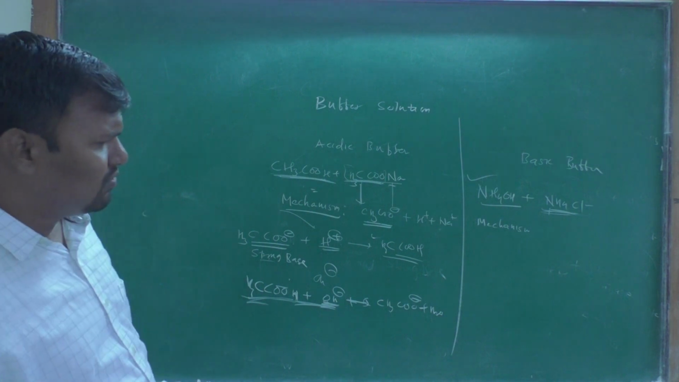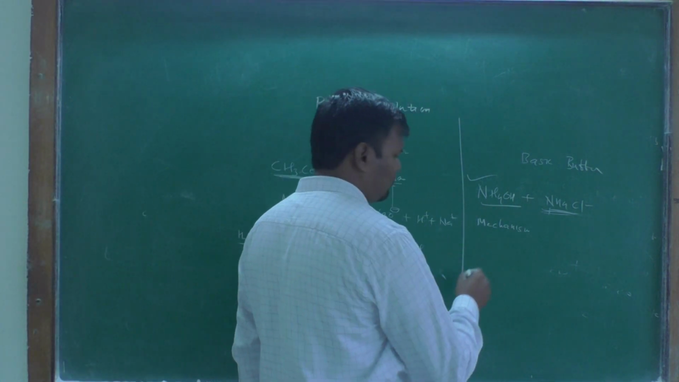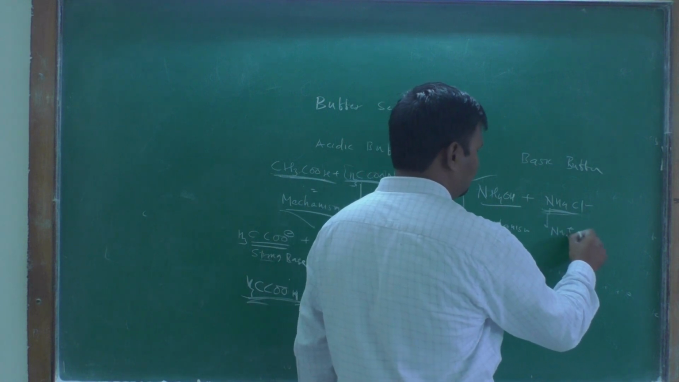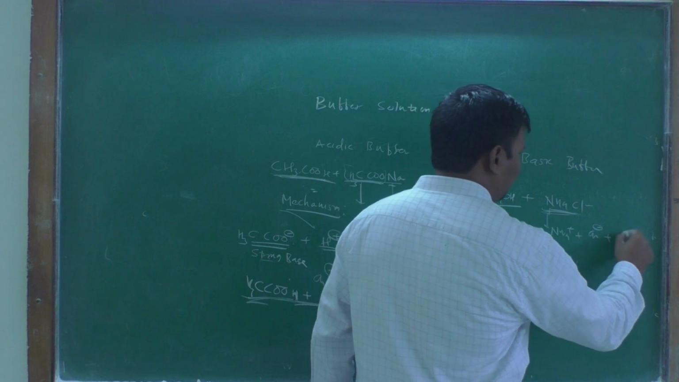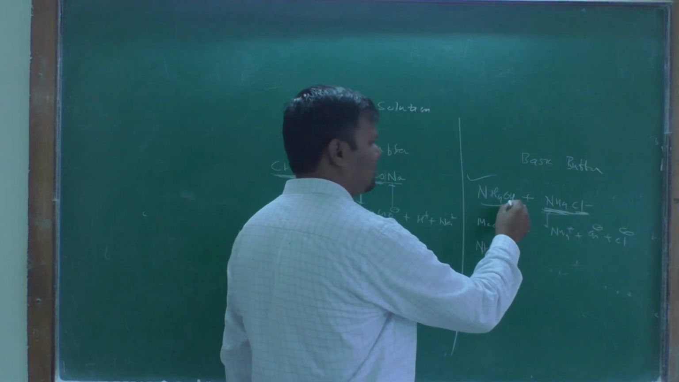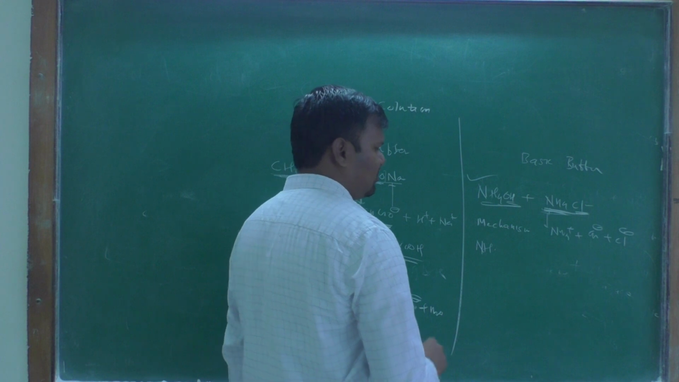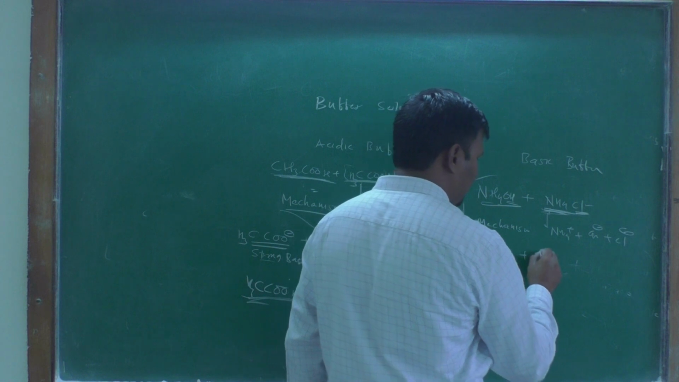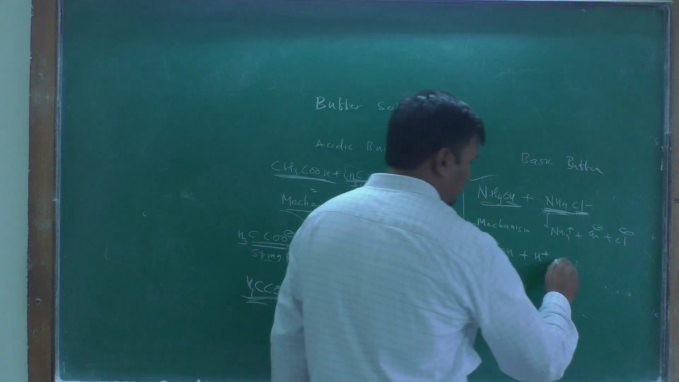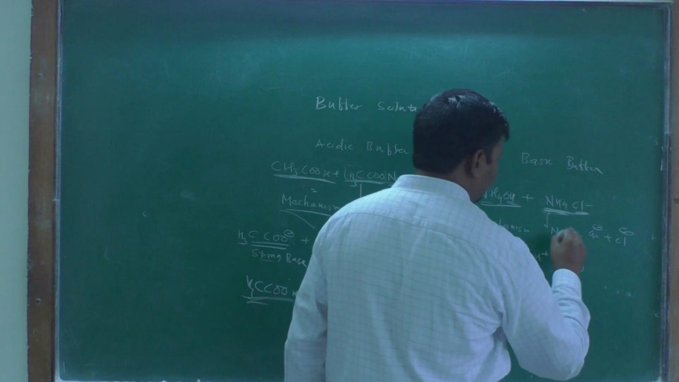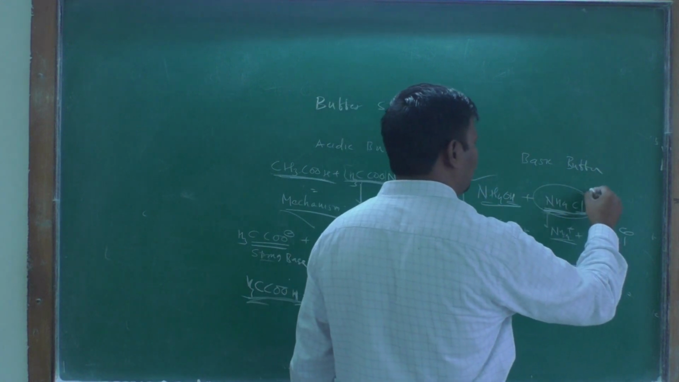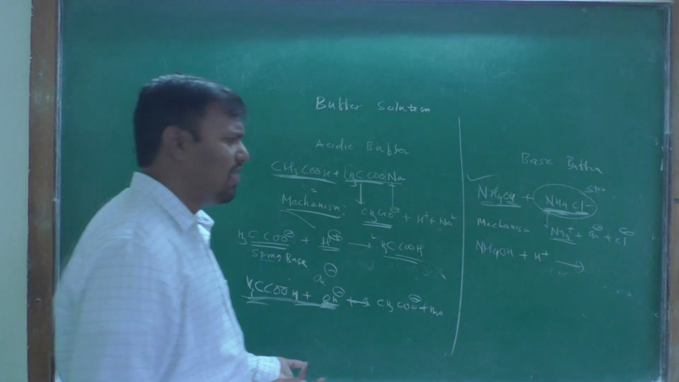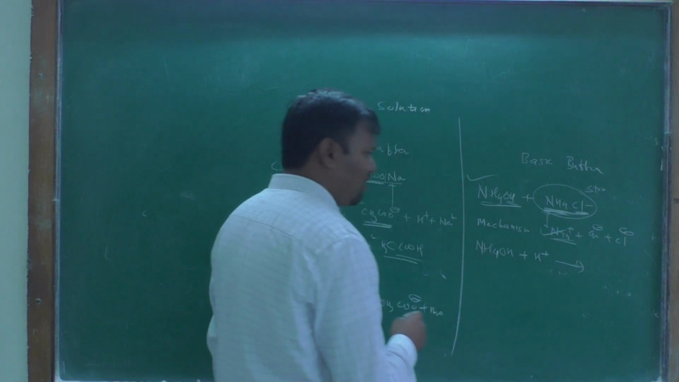Okay, now in the second, the basic buffer, when you add H plus ions, in this solution we have NH4 plus ions, OH minus ions and Cl minus ions. Okay, when you add H plus ions, then H plus ions react with the excess NH4 plus present, because NH4Cl is a strong electrolyte. Strong electrolyte means NH4Cl dissociates almost completely. Therefore, NH4 plus is present in large amount in the solution.